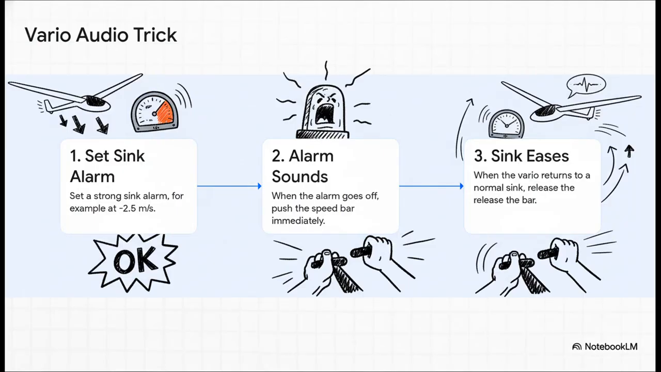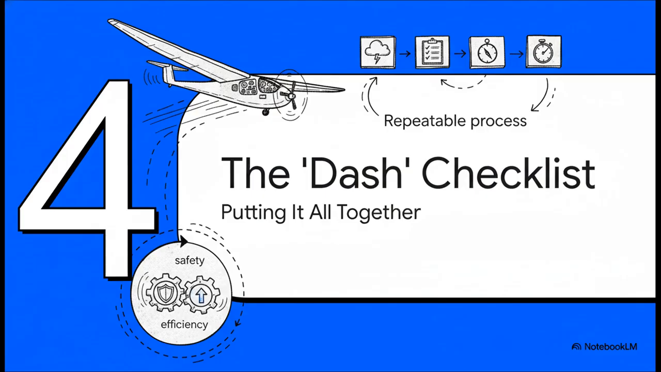Now here's a super cool trick you can do. Even without a fancy GPS, just using your Vario's audio. Go into your settings and set a really strong sink alarm, say for anything worse than -2.5 meters per second. The second that alarm starts screaming at you, that's your command to push the bar. Don't even think about it, just do it. The goal is to punch through that nasty sinking air as fast as you can. As soon as the alarm quiets down, you can ease off the bar. Simple as that.